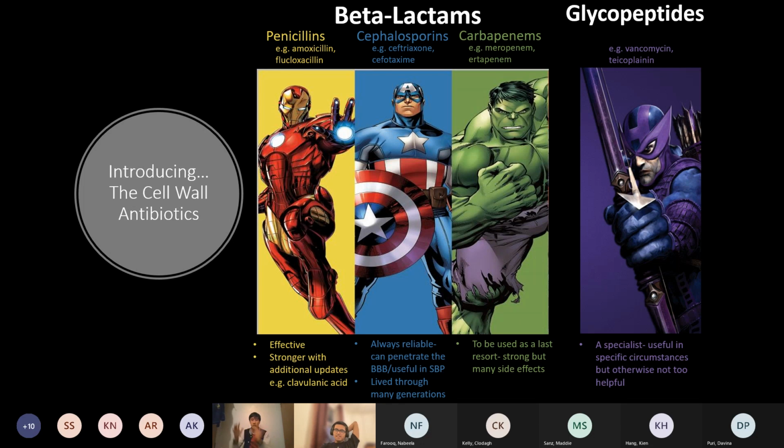Aside from the beta-lactams, you have the glycopeptides, like vancomycin, and those also target the cell wall and are very useful in resistance. Okay, I will hand over to Anush to take over.